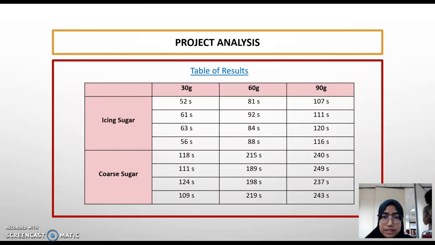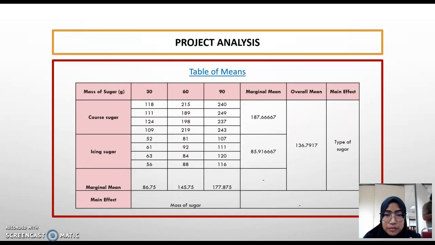Next will be the project analysis. This is the result for our experiment for icing sugar and coarse sugar at 30 gram, 60 gram and 90 gram with 4 treatments. This is the table of means where we get the marginal mean for the coarse sugar at 187.67, icing sugar 85.92, 30 gram 86.75, 60 gram 145.75, and 90 gram 177.87, and we get the overall mean at 136.7917, and we get the two main effects, which are mass of sugar and type of sugar.